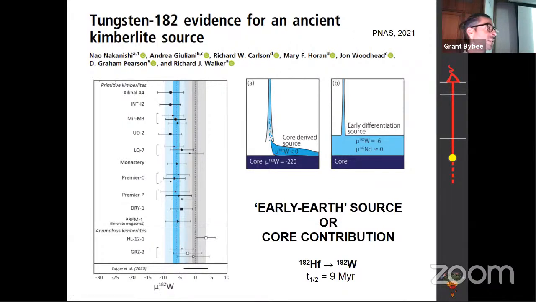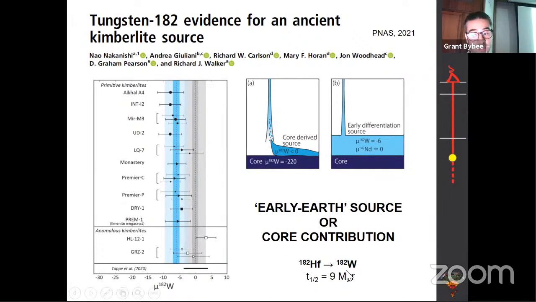This anomaly can be explained in only two ways. Either kimberlites have a component that is derived from the core, which has a very negative tungsten-182 composition, estimated to be around minus 220, or kimberlites tap a mantle domain that was generated very early in the Earth.